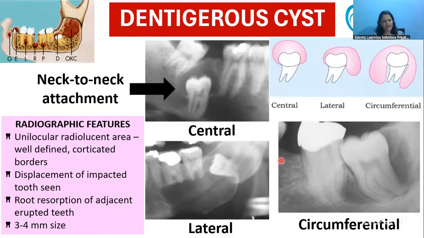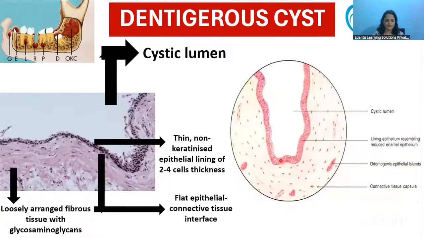If it is less than 3 or less than 2 millimeter, then that can be considered a hyperplastic dental follicle. That is the differential diagnosis for a small dentigerous cyst. So usually, only if the size is greater than 3 to 4 millimeter will we consider it a dentigerous cyst. Next, coming to the histopathology of dentigerous cyst, like I already mentioned, for the parts of the cyst you have to describe the lumen, the epithelial lining, and the connective tissue wall. The lumen will be uncharacteristic.